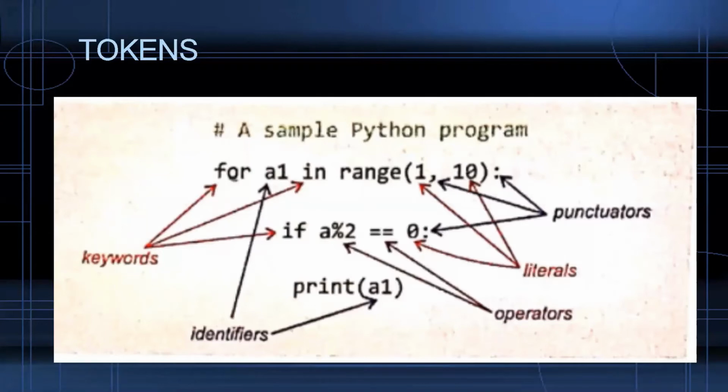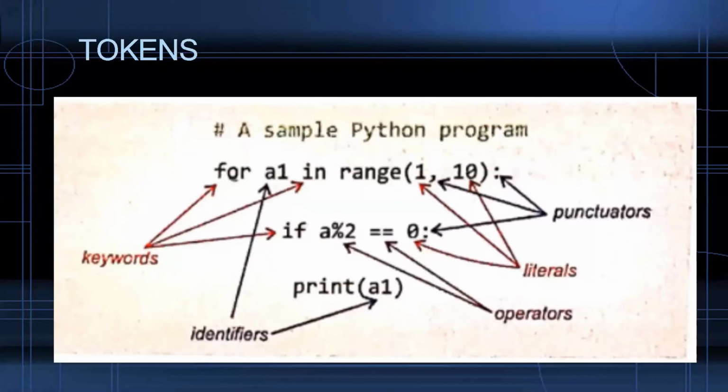The third classification of literal is Boolean literals. A Boolean literal in Python is used to represent one of the two Boolean values, that is True or False. And the fourth of the literals is the special literal None. Python has one special literal that is known as None. The None literal is used to indicate the absence of value.